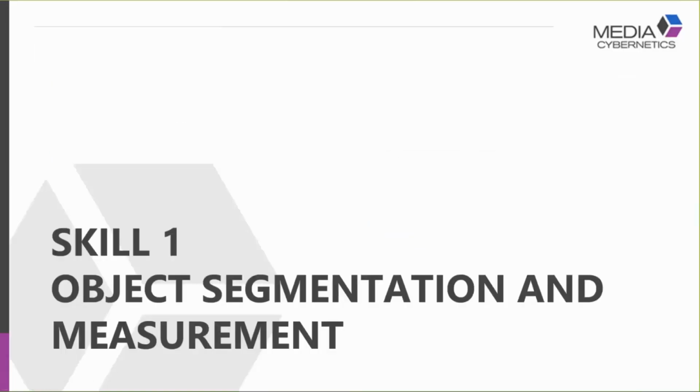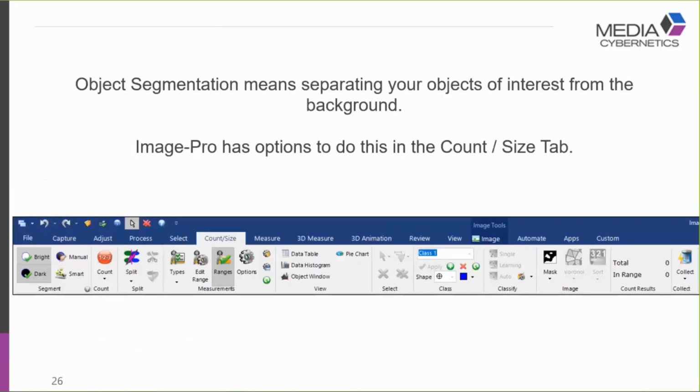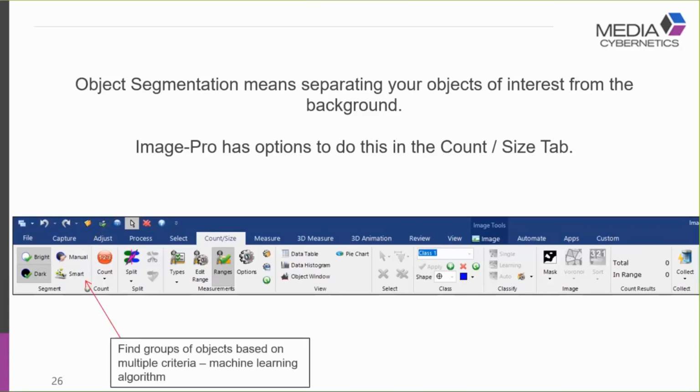Okay, let's move on to the first skill I'd like to go through, which is object segmentation and measurement. Object segmentation means separating your objects of interest from the background. Image Pro has the options to do this in the Count Size tab, and there are 4 of them. The first one is called Auto Bright, which allows you to find bright objects against a dark background. We also have Auto Dark, which allows you to select dark objects against a bright background. We have Manual Segmentation, which you can use to find bright or dark objects using your own thresholds. And we have Smart Segmentation, which allows you to find groups of objects based on multiple criteria using a machine learning algorithm.